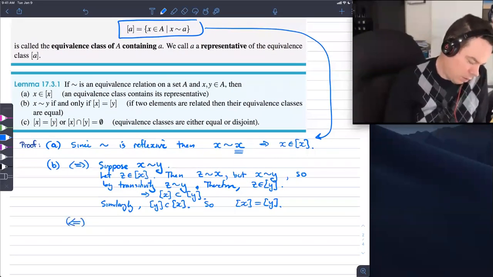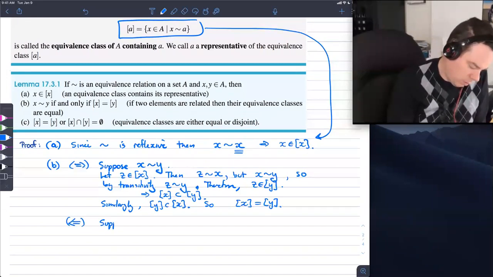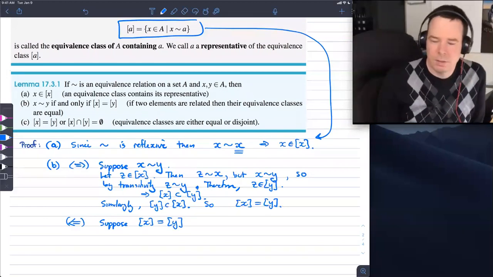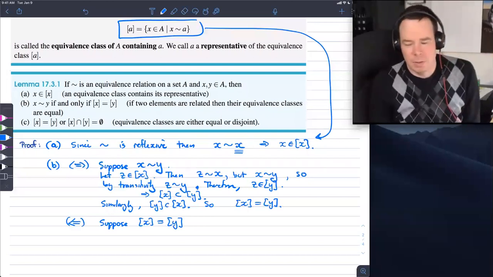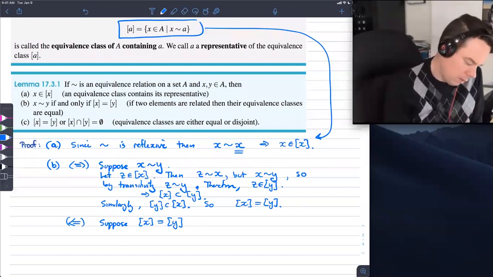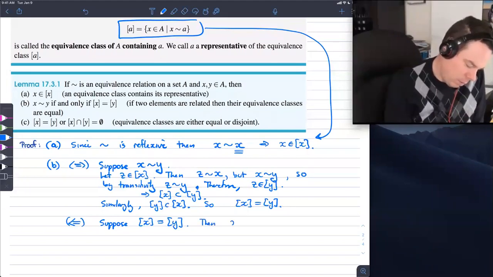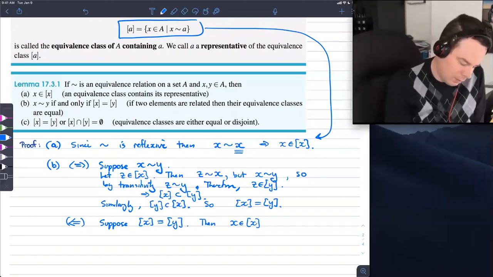The next direction we need to prove is we need to suppose their equivalence classes are the same. Suppose the equivalence class of X, all things related to X, is the same as the set of all things related to Y. What does that mean? Well, because by part A we know X is in the equivalence class of X, and that is equal to the equivalence class of Y, that means X is an element of the equivalence class of Y.